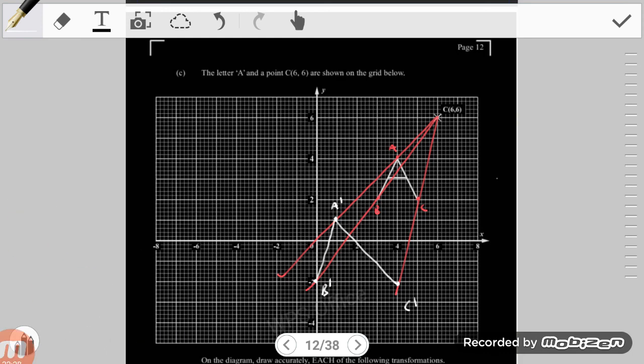Okay, so I see where the error was. The error was actually with my position on A. I don't think A is going to be here. I think that my A. Alright, so guys, just ignore this point right here. Let's ignore that. I think I made a mistake.